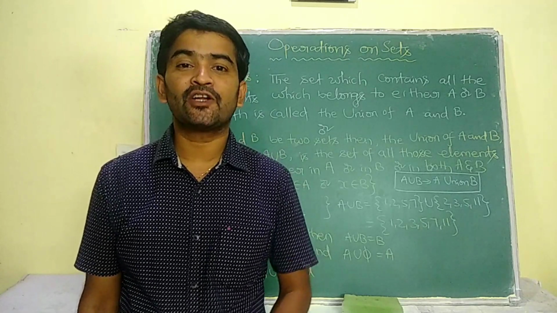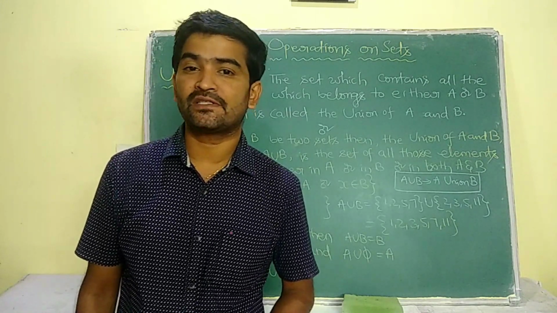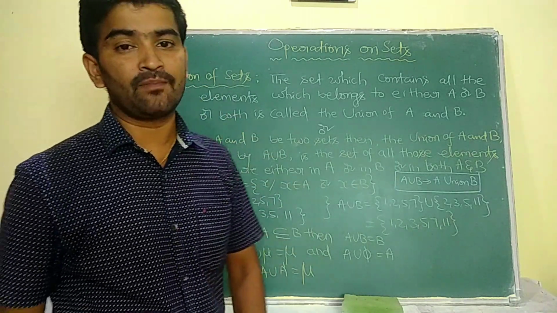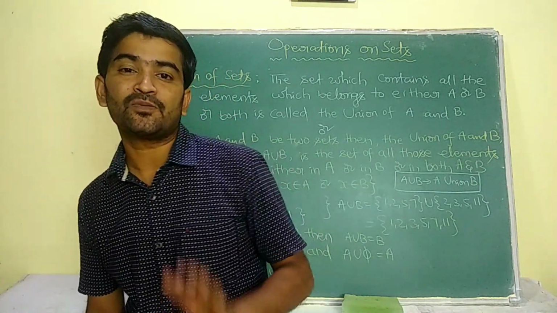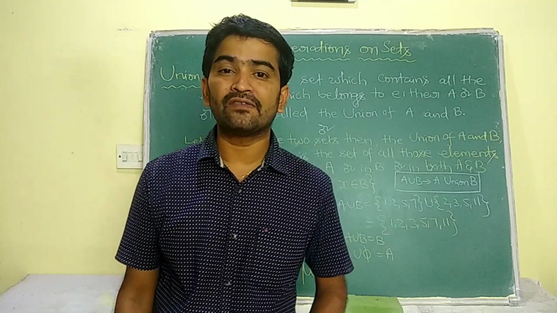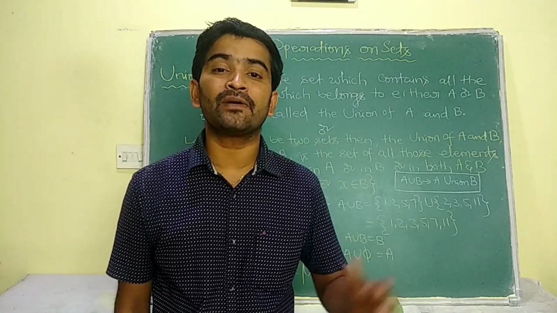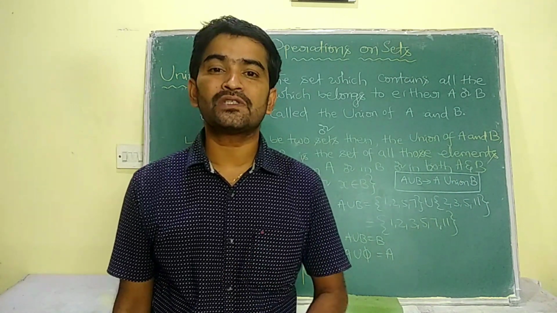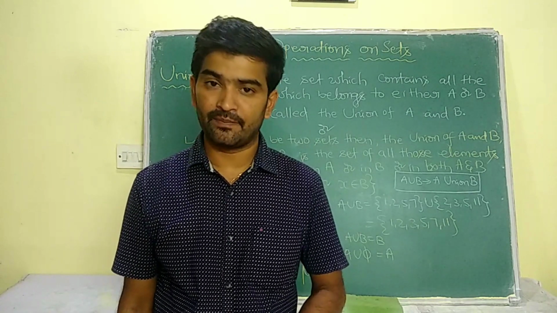Now, in this video we will discuss the operations on sets. In that, the first operation is union of sets. Union of sets means, let us suppose A, B are two sets. If I write a new set which consists of all the elements of A and B, then that new set is known as the union of the sets A and B.